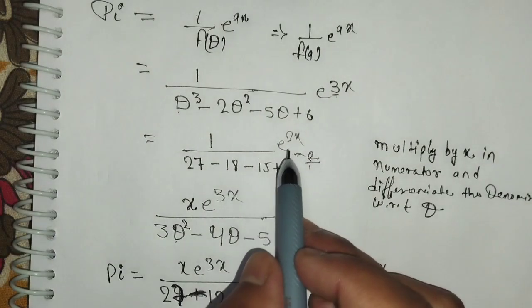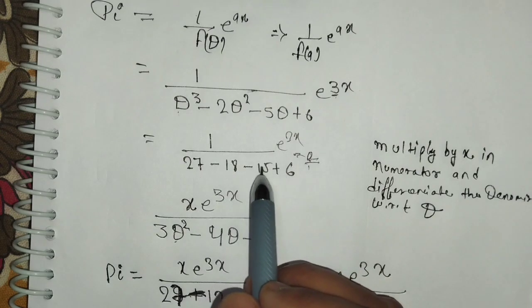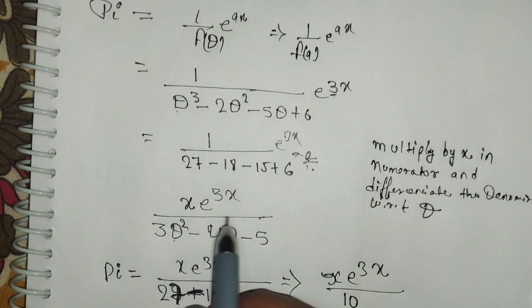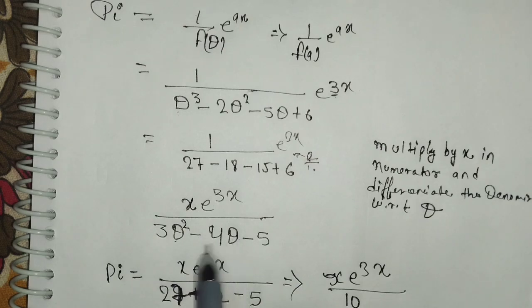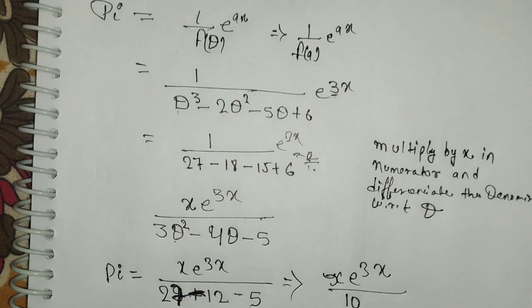If you face this type of question where the denominator becomes 0, you have to multiply x into the numerator and differentiate the denominator with respect to D. Okay, you got it. In the future you can solve this type of question.